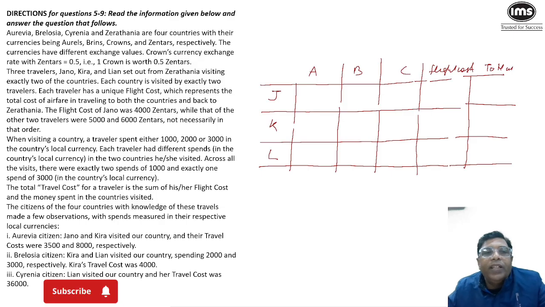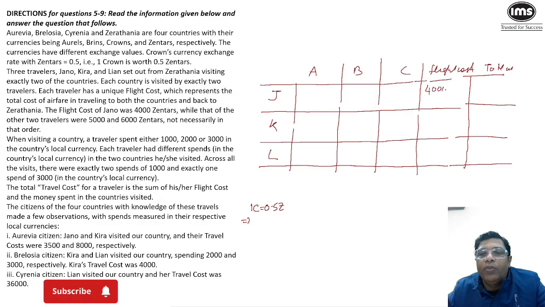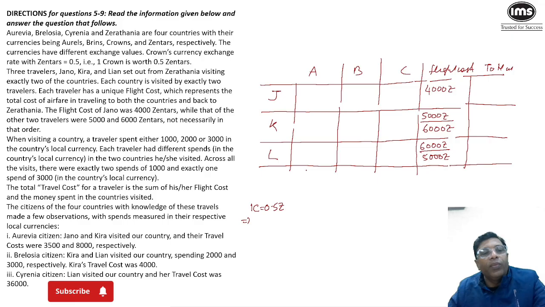Now one exchange rate that has been given is 1C equals 0.5 Z, or indirectly you can say 1Z equals 2C. Now the flight cost of J is 4,000 Z, so I can write this value as 4,000 Z. Here there are two possibilities. Either it can be 5,000 Z, in which case L's flight cost is 6,000, or it could be vice versa. So there are two possibilities. Nice. Let's go to the next part.